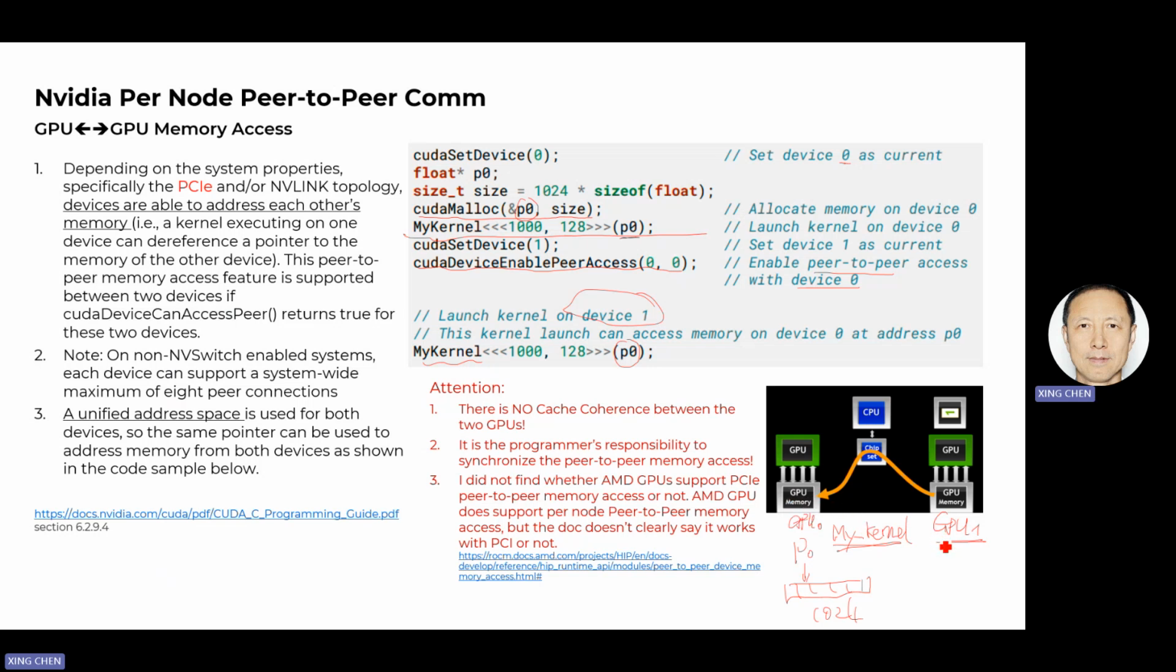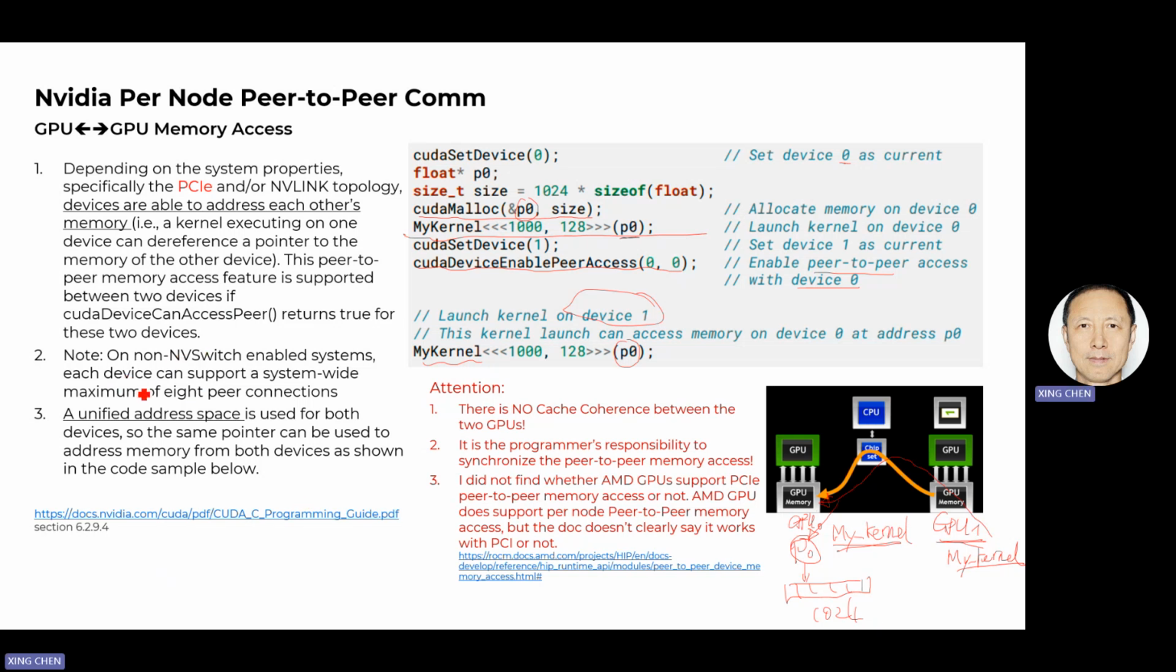So then that means GPU 1 can launch another kernel, my kernel, on this GPU 1, but this kernel can access the memory of GPU 0. That means it can access this P0. So this is called peer-to-peer memory access.